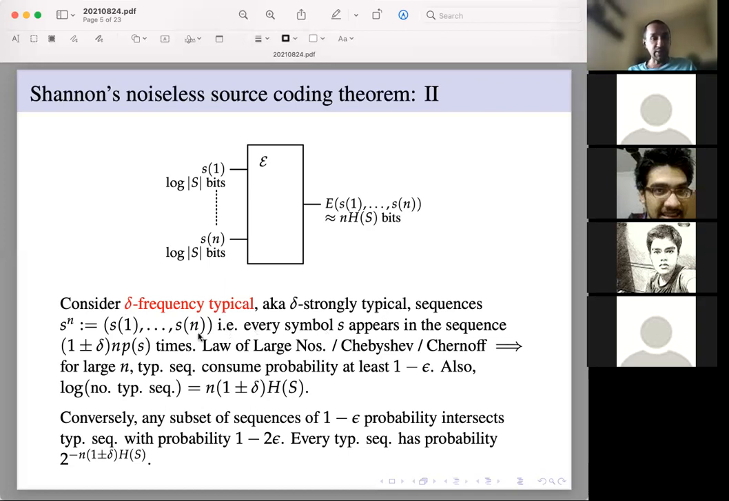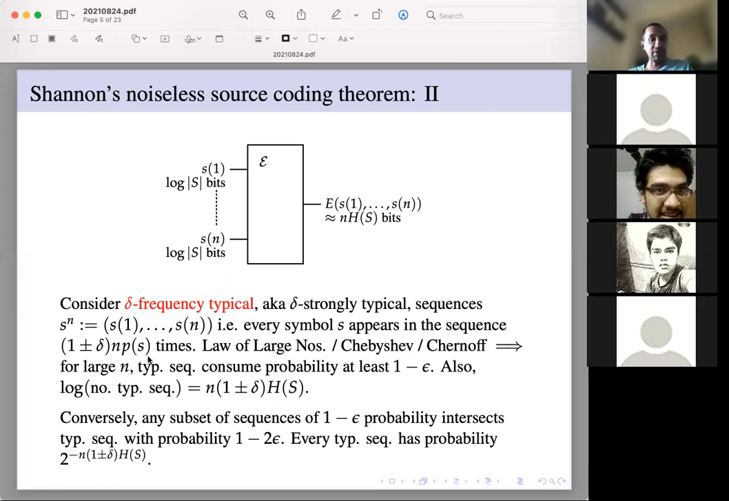So what are these? These are sequences. This is a sequence of n symbols. Shorthand for a sequence of n symbols will be s to the power n. So in this sequence, every symbol s from the original alphabet appears how many times? n times p_s times. So let us say this sequence was chosen in IID fashion from the base probability distribution, then I'd expect that a particular symbol little s appears around n p_s times. Right? So this formalizes the concept of typicality.